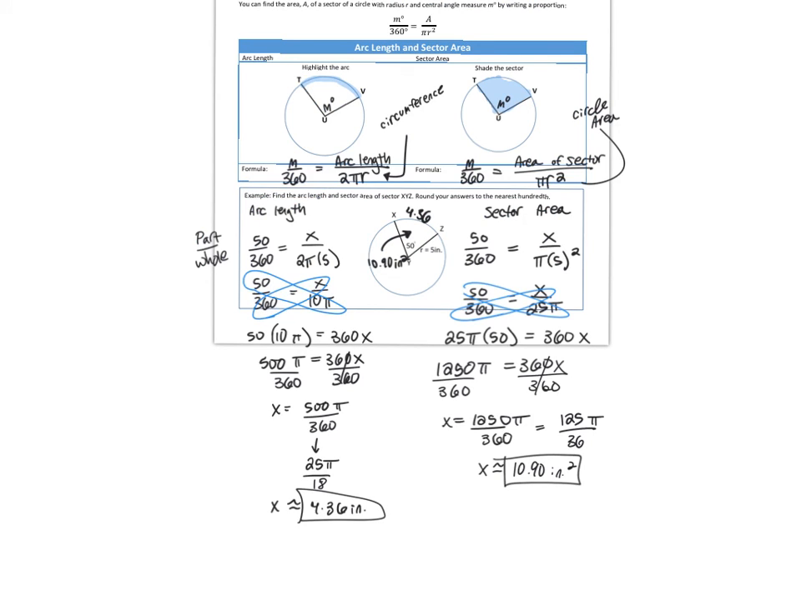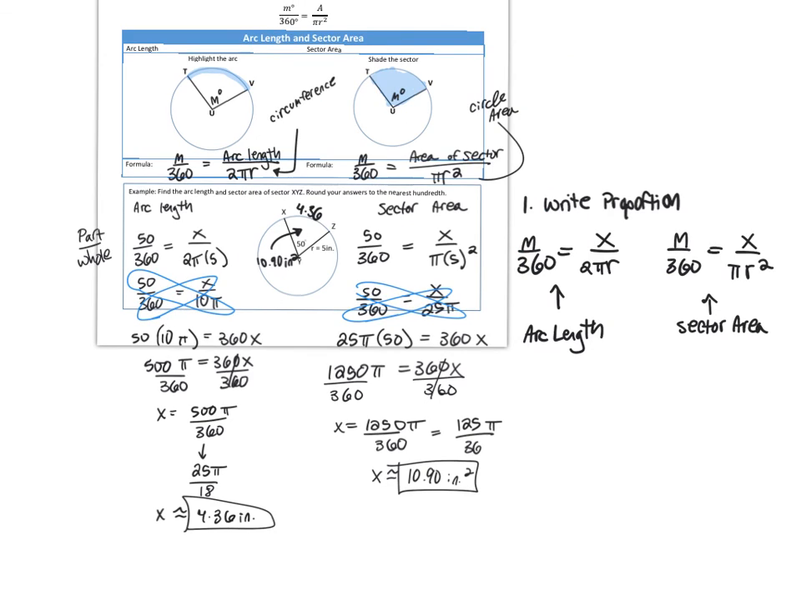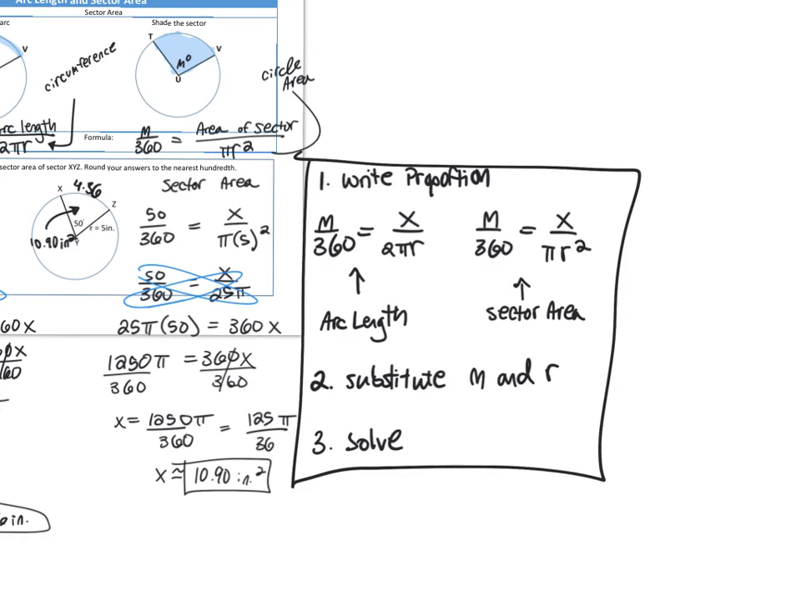So whether you're finding sector area or arc length, your first step is to write a proportion. The proportions for arc length and sector area are very similar. The only thing that changes is your formula and the denominator. You need to pay attention to whether you want circumference for arc length or area for sector area. After that, you substitute. So you fill in your values for m and r, and then you evaluate and simplify. Finally, you solve for the value you're looking for, whether that's arc length or sector area, and usually that's going to involve cross multiplication. So this is your 3-step process for finding sector area and arc length.